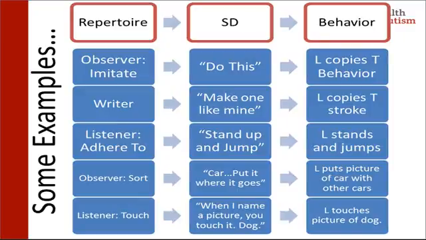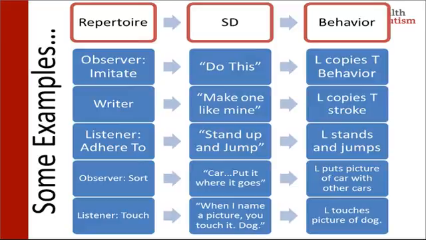We're going to look at our repertoire. So for example, the observe or imitate programs. Our SD is usually do this, and the behavior we expect is usually that the learner copies the teacher behavior. For writer, our SD is usually something like make one like mine, and we expect that the student will copy the teacher's stroke. If we're running listen or adhere to programs, our SD might be stand up and jump, and we expect that the learner stands and jumps.